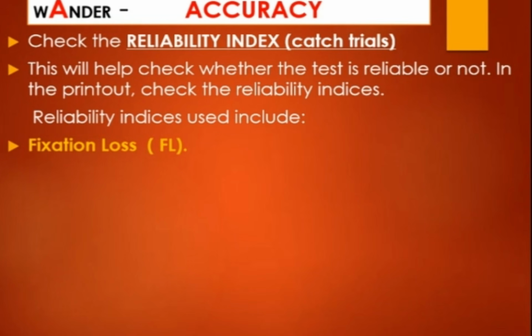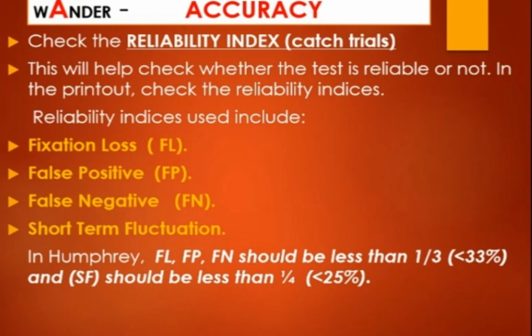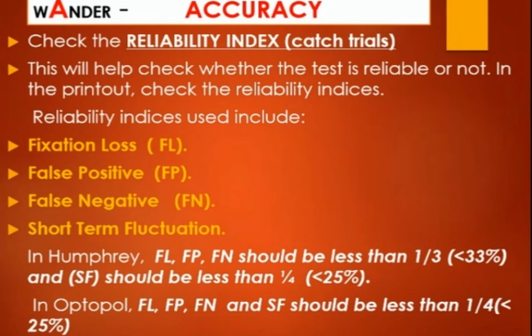So we'll have the fixation loss, the false positive, the false negative, and we also have the short-term fluctuation. For Humphrey, the fixation loss, the false positive, and the false negative should not be more than 33%. So it should be less than 33% before you proceed with the interpretation. But to be on a safer side, all the components of the reliability index should be less than 25%. All of them, to be on a safe side, should be less than 25%.